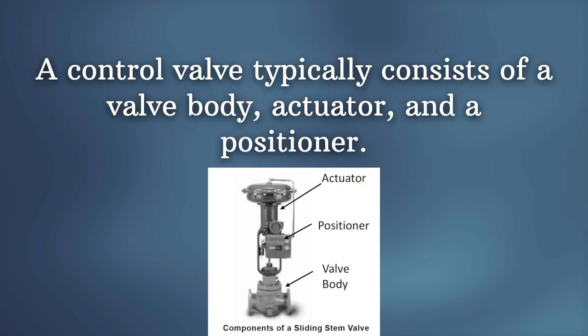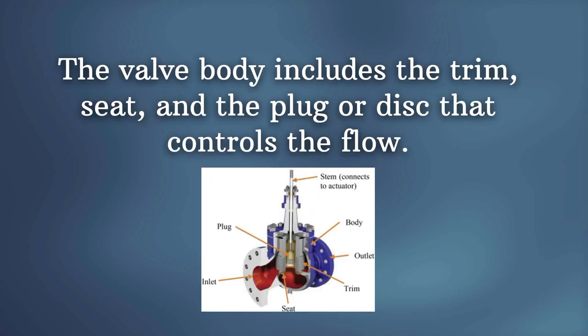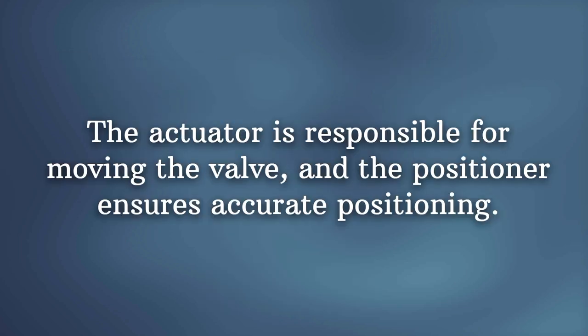A control valve typically consists of a valve body, actuator, and a positioner. The valve body includes the trim, seat, and the plug or disc that controls the flow. The actuator is responsible for moving the valve, and the positioner ensures accurate positioning.